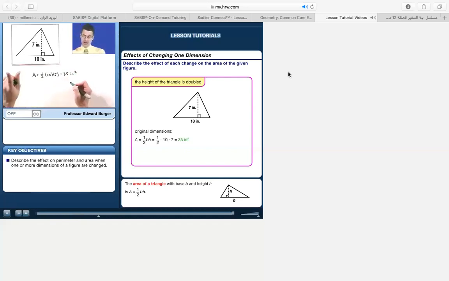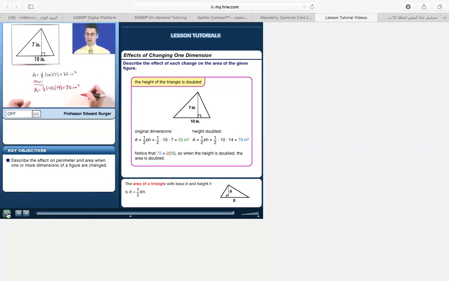Now let's double the height. The new area with the doubled height equals 1/2 base, which still stays the same, times the height. Now the height is going to be 14. So what do we see here? This is going to be 5 times 14, which is 70 inches squared. So what's the impact on area? If we just double the height, we see the area doubles as well.